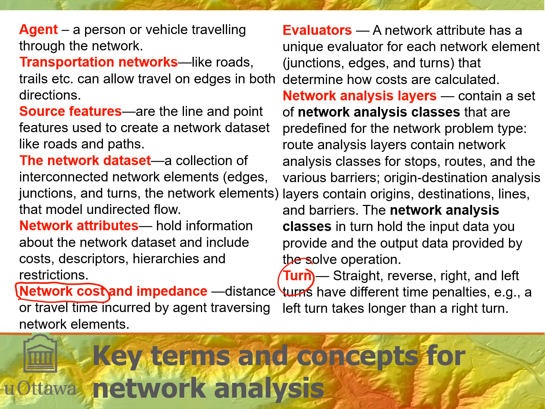Turn. A turn is a right or left turn because they have different time penalties in a network. So a left turn takes longer than a right turn, for example. And by default, you can model turns, and it's a good idea, even just to use the default turns, that the left will be a little bit longer than the right turns. And you may even have a network attribute that specifies how long turns take at a particular junction. And so that could be utilized if it is present.